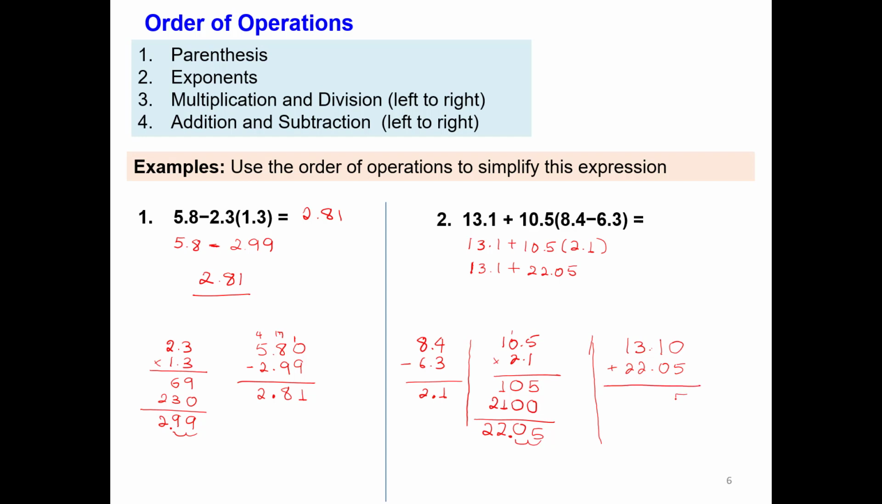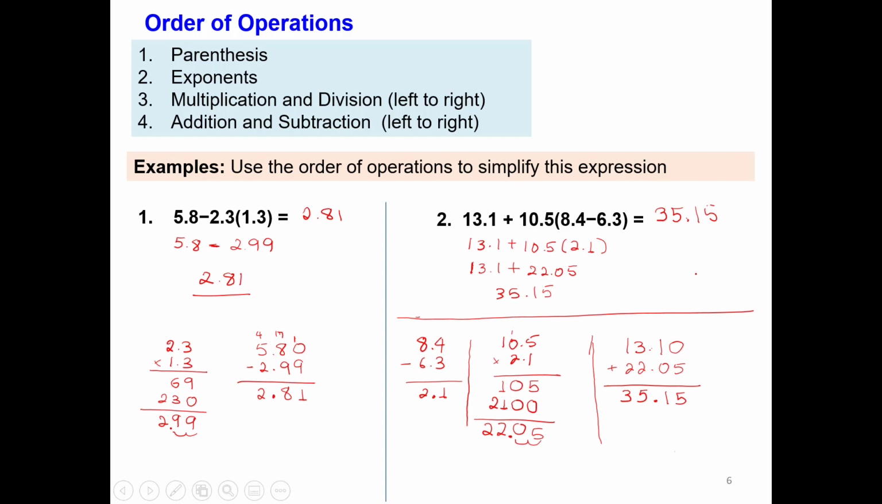And now add 5, 1, 5, 1, bring down the decimal point, 5, 3. Then the answer is 35.15. And here will be 35.15. 35.15 is the answer.